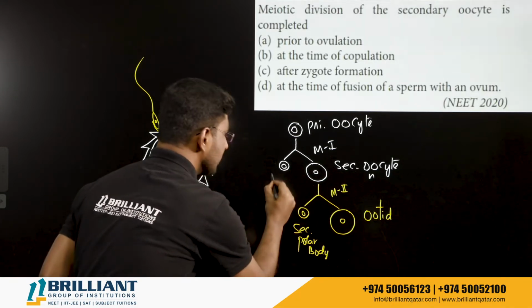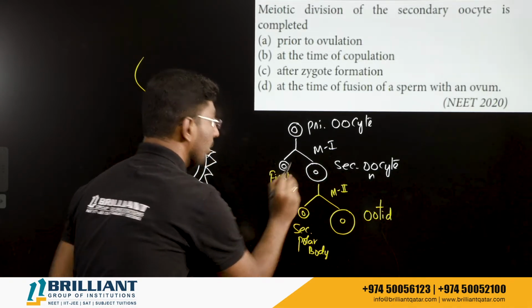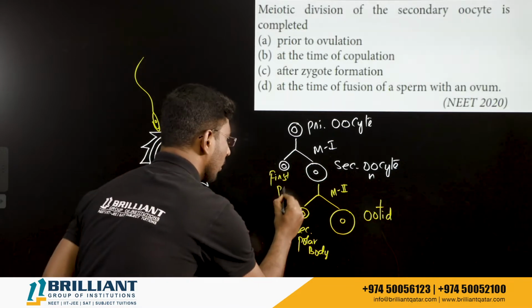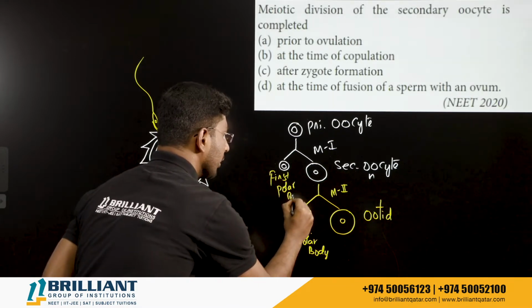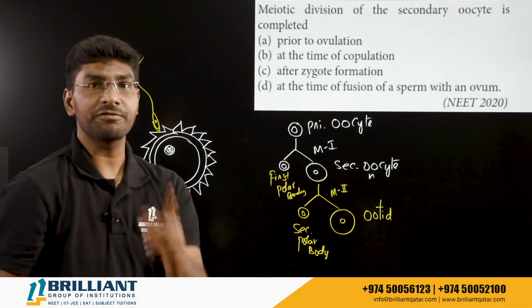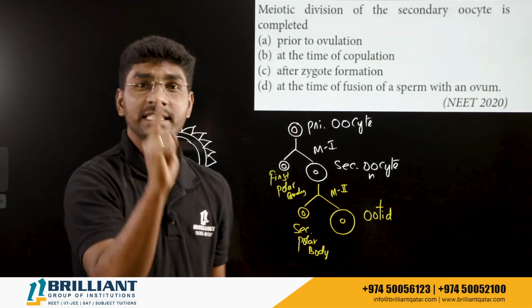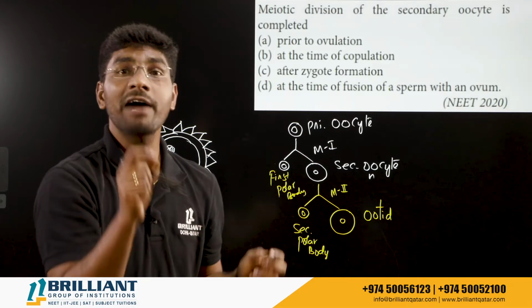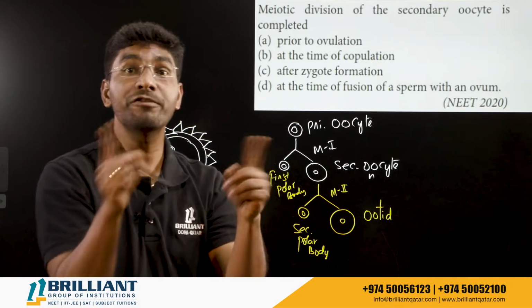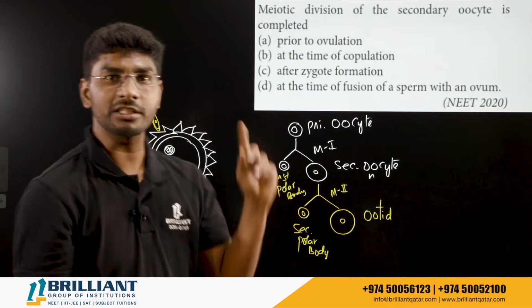This is the first polar body. Many times I've been asked questions about polar bodies. The first polar body is formed in the ovary only after meiosis 1. The second polar body forms after the sperm comes and triggers, before fertilization, not after fertilization.